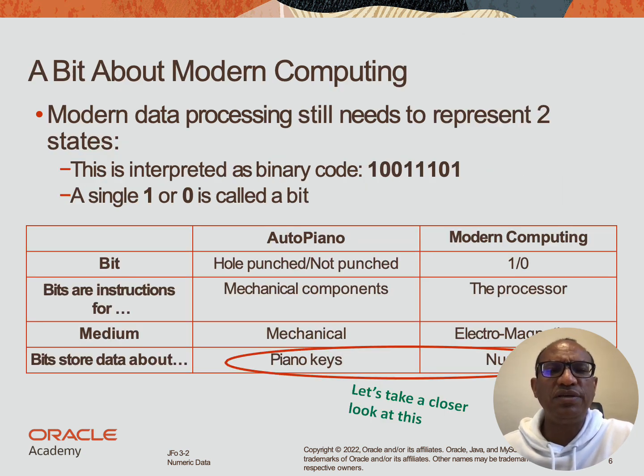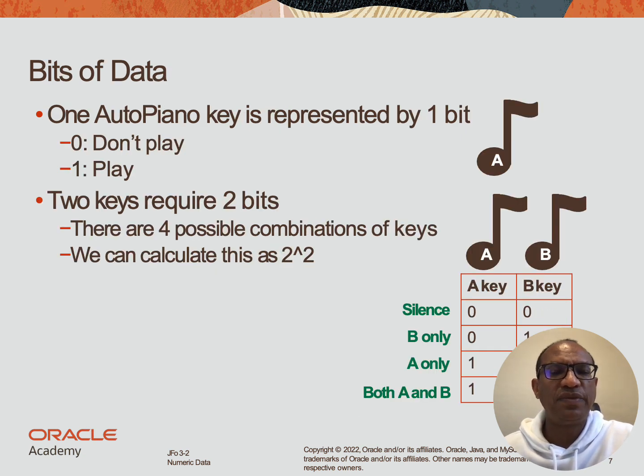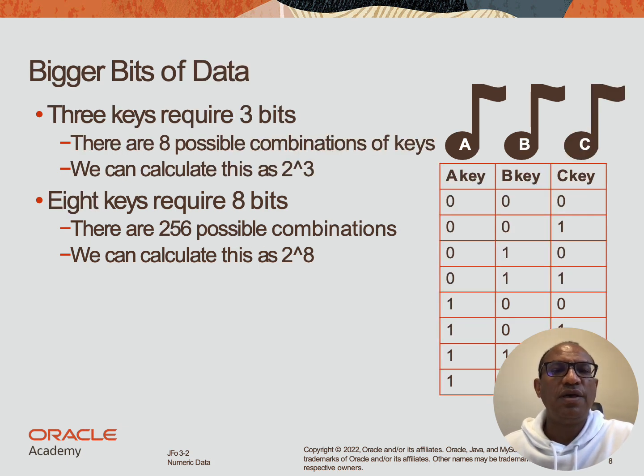In modern computing, we still rely on binary. Just like the punched holes, we use ones and zeros. These bits form the foundation of all computing. Each bit can represent two states. With more bits, we get exponentially more combinations. For instance, 2 bits give us 4 combinations. 3 bits give us 8 combinations.